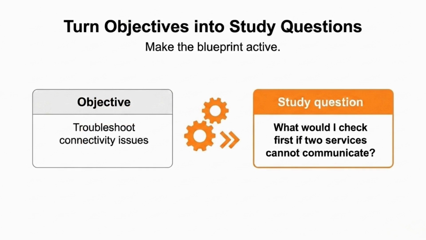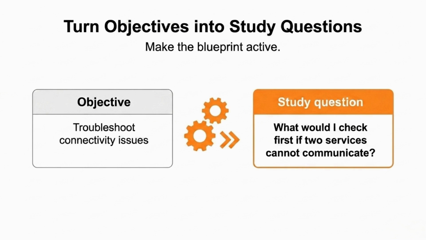This is where the blueprint becomes active. Many exam guides list objectives as short phrases. Identify a storage option, configure access controls, monitor performance, design a resilient architecture, troubleshoot connectivity, or recommend a backup strategy. Do not leave those objectives as static text.